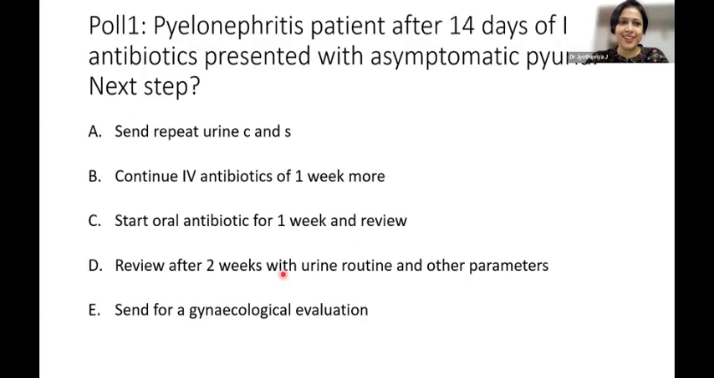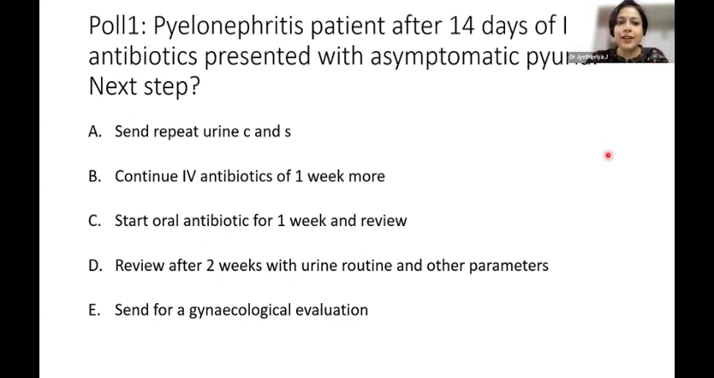Jyotipriya, over to you. Okay, so moving on to the first poll. Martin, can you just move on to the next slide? So the first poll is: pyelonephritis patient after 14 days of IV antibiotics presented with asymptomatic pyuria. What will be your next step?